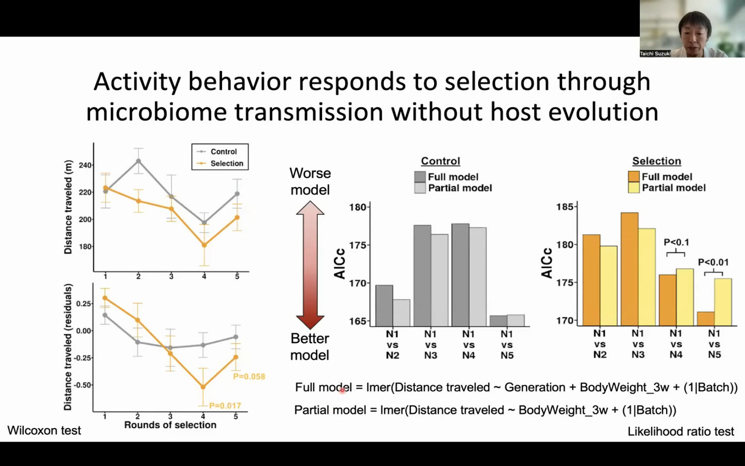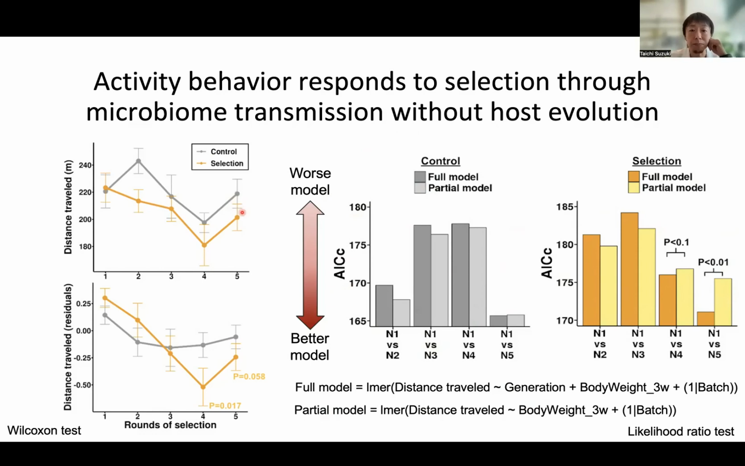So here I'm comparing 2 models predicting distance traveled. And the only difference between these models is this generation, which is information about selection before and after selection. So for example, when we look at the control lines, removing this information about selection doesn't affect the model accuracy. But in the selection lines, removing this information about selection significantly worsens the model, which is the evidence of selection, right? So overall, the effect size was small, but we can detect these significant shifts in behavior over time.